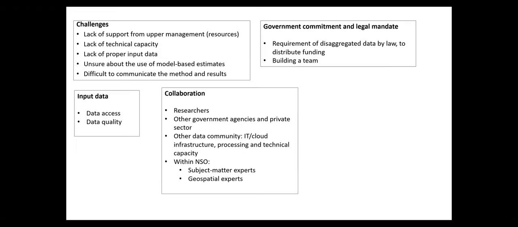We've also covered a lot about collaboration, and what kind of collaboration we need to have a really good small area estimation program. The researchers for methods, other government agencies and the private sector for data access, and also the data community for data processing. Within the NSO, the methodologists, the small area estimation methodologists, would need to work with subject matter experts, for example, to look for a good set of auxiliary variables, and also to work with geospatial experts.